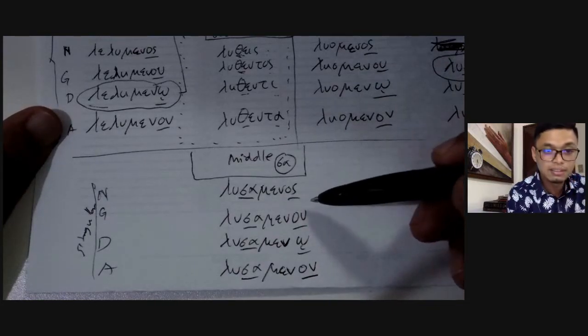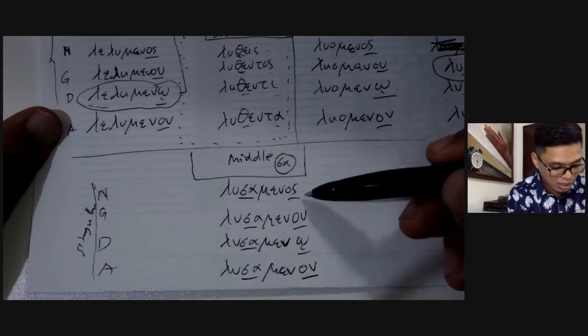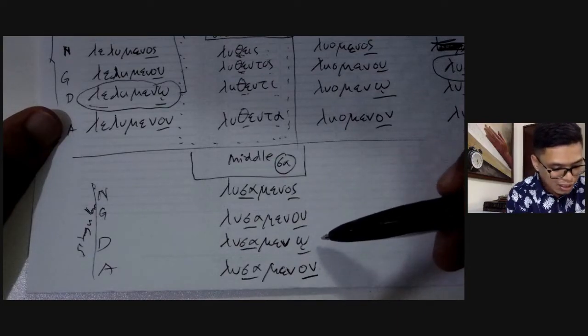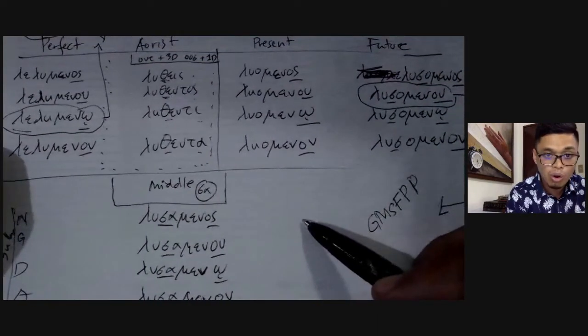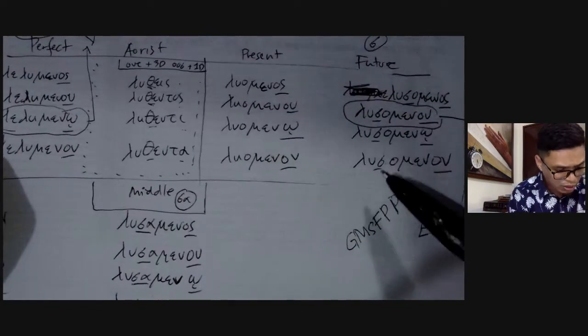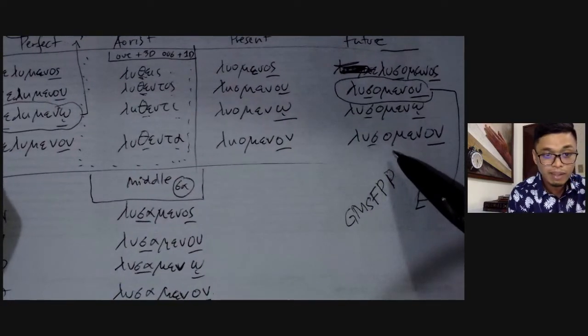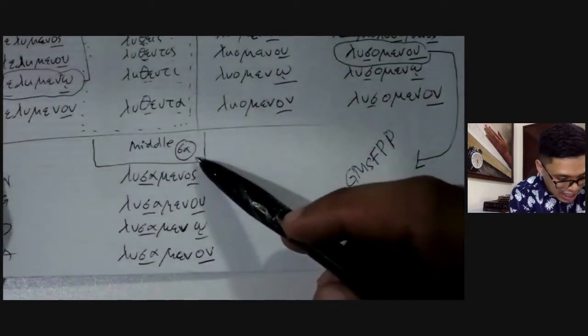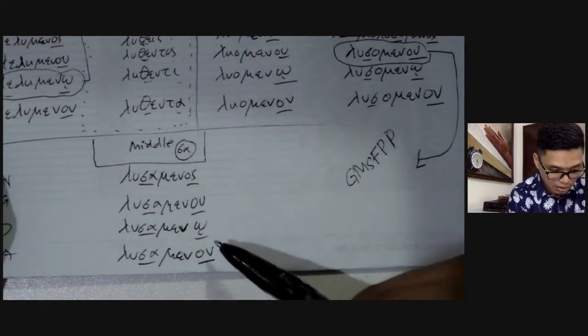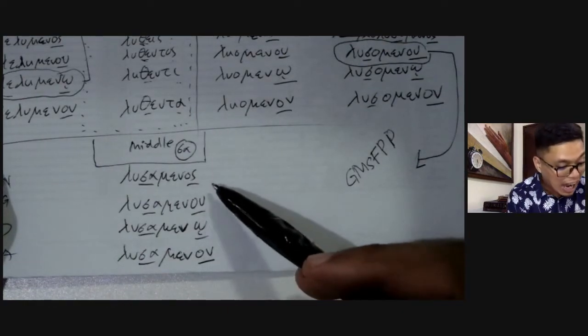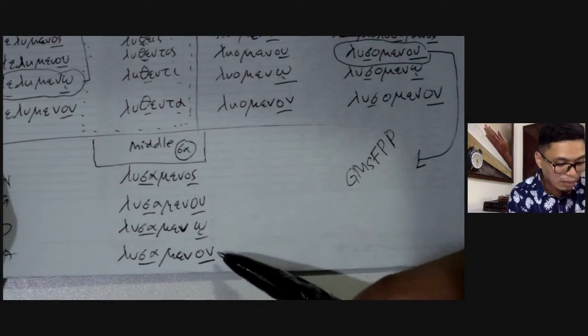You have men plus os, u, on. Sir, what's the difference between this and the future? The future uses so, only sigma, right? Lusomenos, lusomenon. But since it's aorist, it uses sa. Lusamenos, lusameno. Okay? That's the only difference. This one is aorist middle participle.